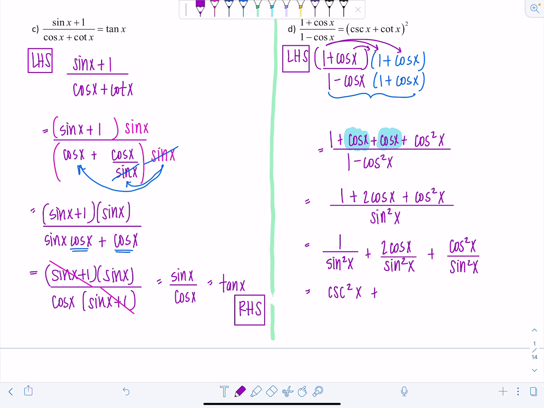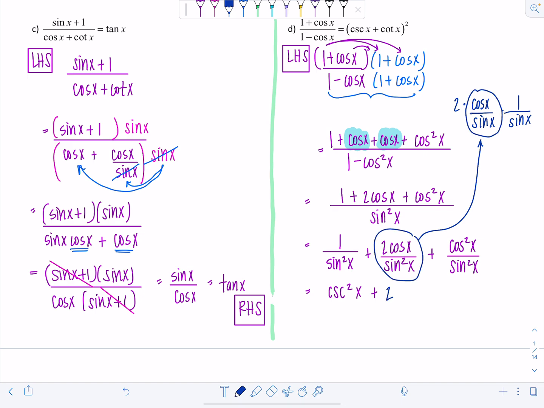Now 2 cosine x over sine squared x. Watch this. So think of this as 2 times, I have cosine x over sine x times another 1 over sine x, right? Since I have sine squared x in the denominator. So I can replace that with 2. Cosine x over sine x is cotangent x. And 1 over sine x is cosecant x. Good. That was a little fancy. Plus, last term is cosine squared x over sine squared x. So that's just going to give us cotangent squared x.